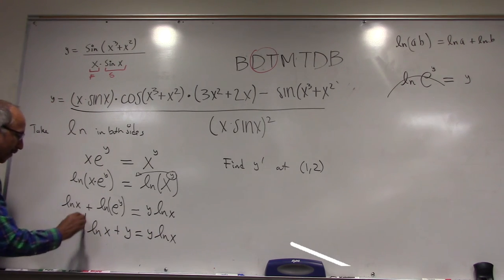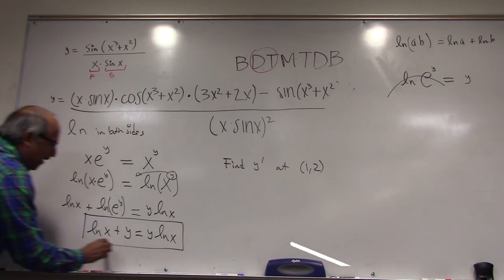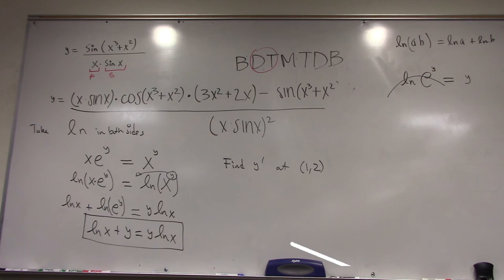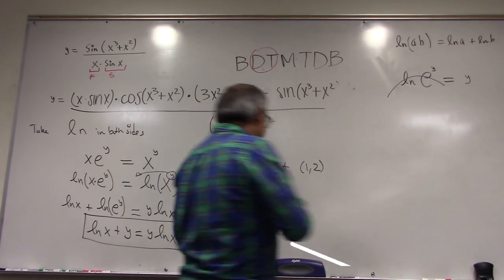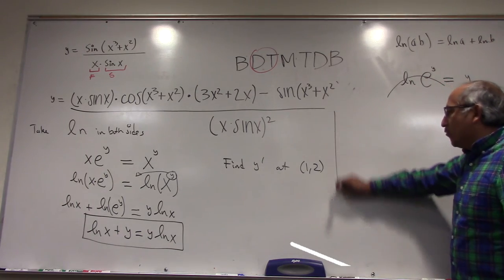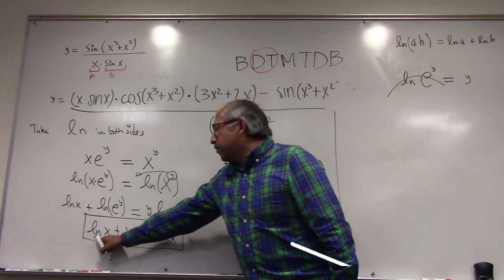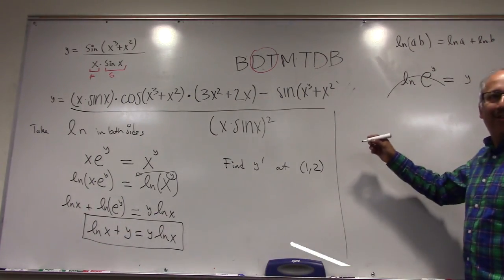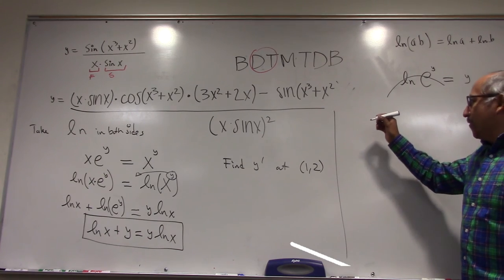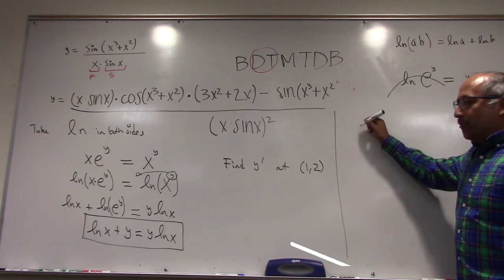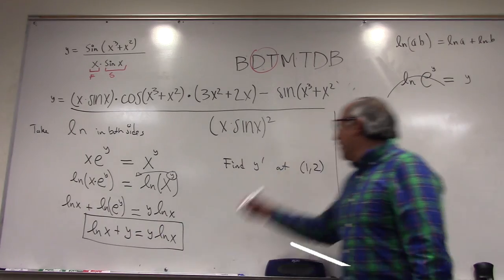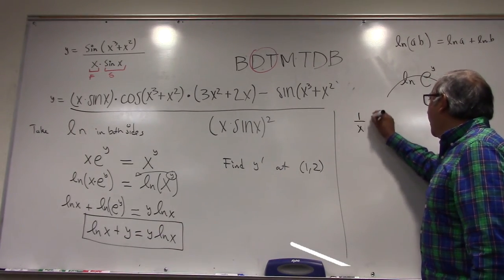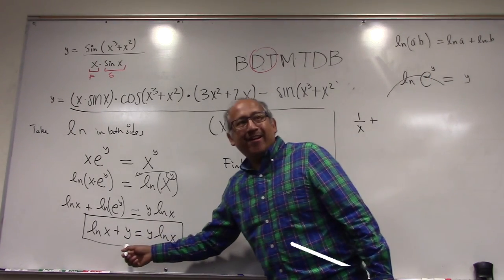Good. Did I take derivatives, or haven't I taken derivatives yet? Not yet. Now I'm ready to take derivatives. I just rewrote it. Very good. So let's take derivatives right here. Derivative of ln of x is 1 over x. Derivative of y is y prime. Got it.